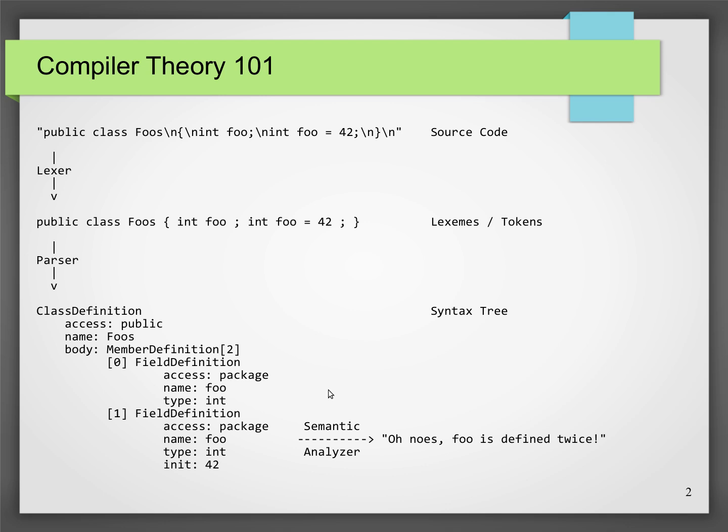And then another phase, semantic analysis, kicks in and finds a problem, right? It determines, wait a minute, here we have a field named foo, and then we try to define another field named foo. That's not allowed in Java, right? It's a semantic error, and it's not a syntax error. That's the point I want to emphasize.